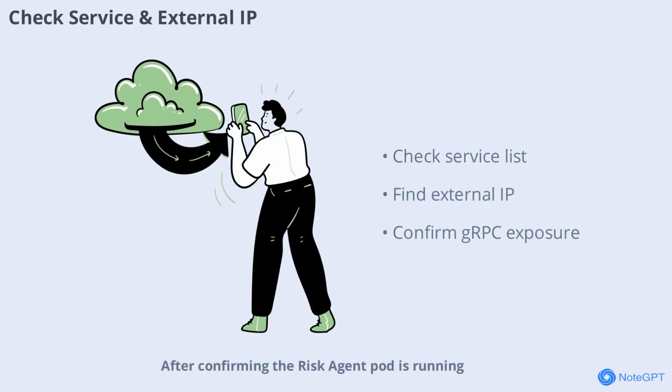steps. For confirming the risk agent pod is running, we need to ensure it's accessible. We do this by checking the service list using kubectl get svc in the terminal. This command displays all services, including their external IPs. The external IP is essential for reaching the gRPC service from outside the cluster. By verifying that the service is exposed and has a valid external IP, we confirm that the risk agent is reachable and ready to handle incoming requests. This step bridges the gap between deployment and actual usability, making sure everything is set up for remote access.